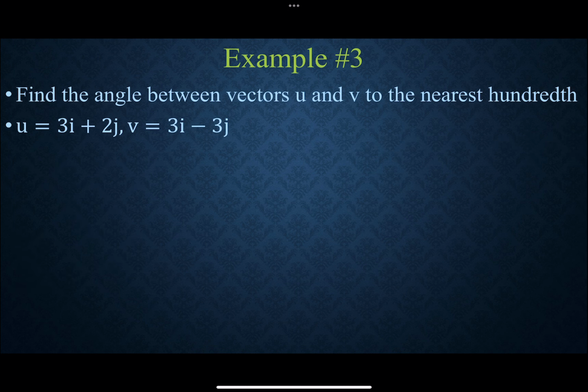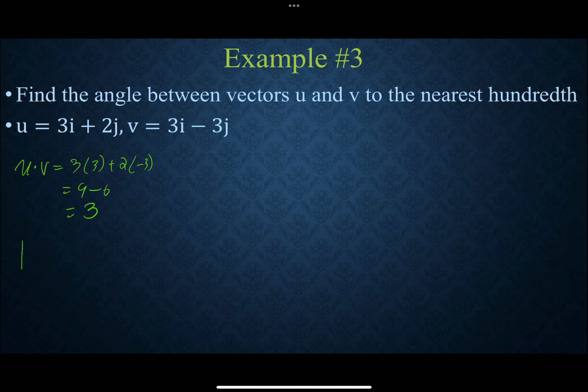Now, if it happens to be in the component format instead, it doesn't really change the process at all. It's still u dot v. So that would be 3 times 3 plus 2 times negative 3, 9 minus 6, which is 3. Dot product is positive, therefore this one's going to be an acute angle.